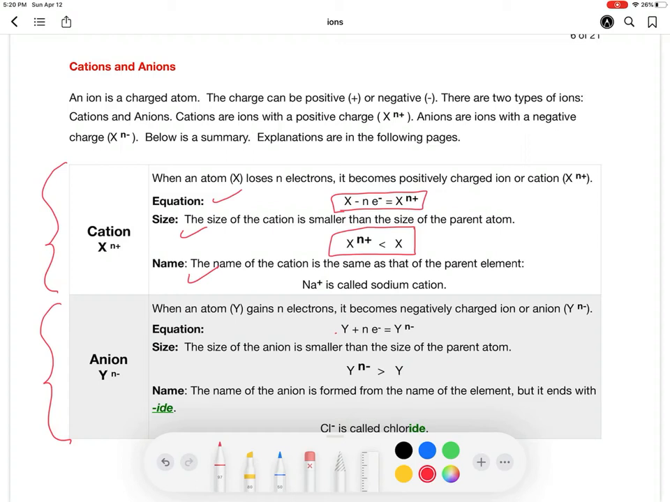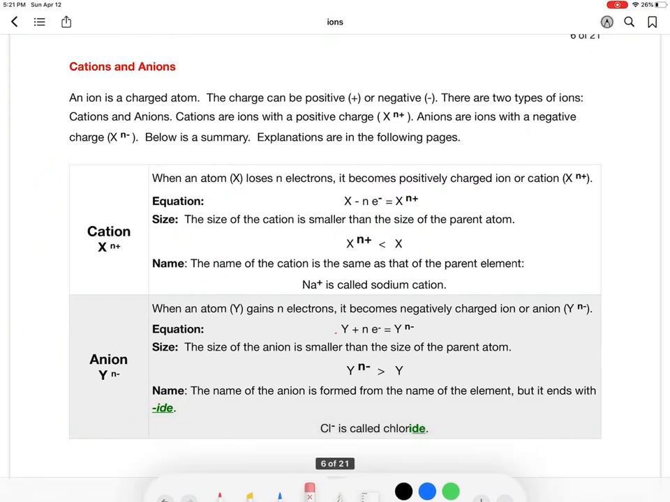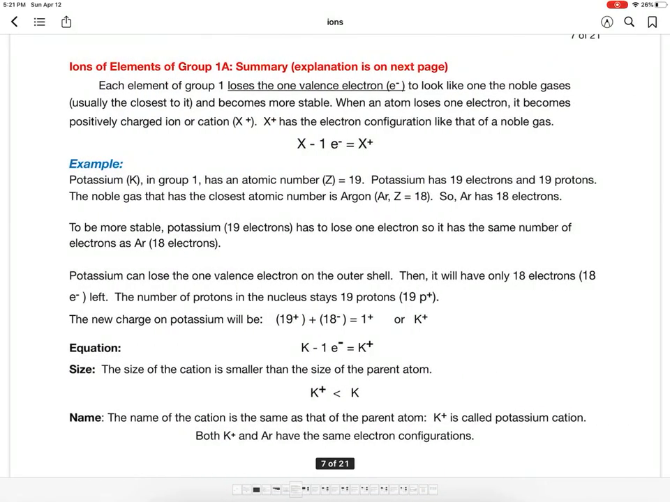When an atom gains electrons, it becomes a negatively charged anion, and the anion size is bigger than that of the atom. I want you to pay attention that the name of the anion has to end with IDE. So we take the name of the atom and then we add to it IDE, like chloride, sulfide, bromide, etc.